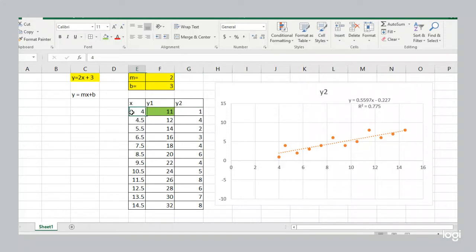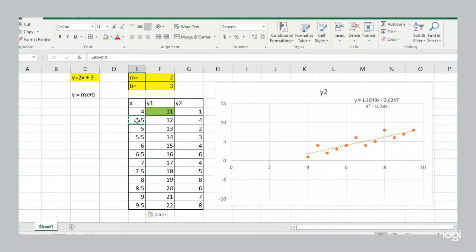The people who had 4 hours of sleep averaged a 1 out of 10 on this test. The people who had 4.5 hours of sleep averaged 4 out of 10 on this test. Hold on, we got a little issue in our equation here. There we go, much better. Okay, people who got 5 hours of sleep averaged 2 out of 10. People who got 5.5 averaged 3 out of 10. People who got 6 hours of sleep averaged 4 out of 10, and so on.